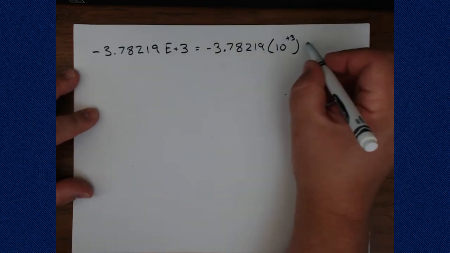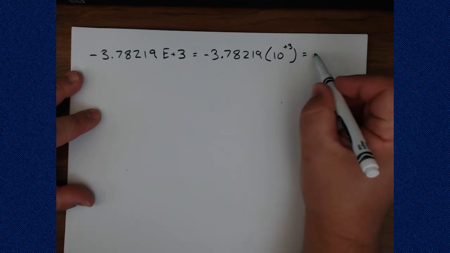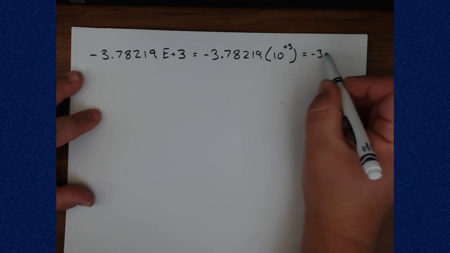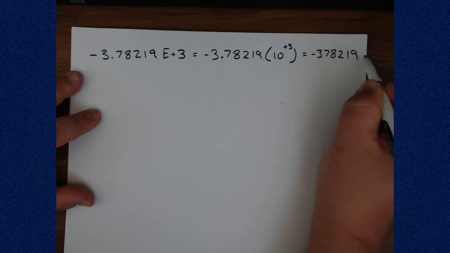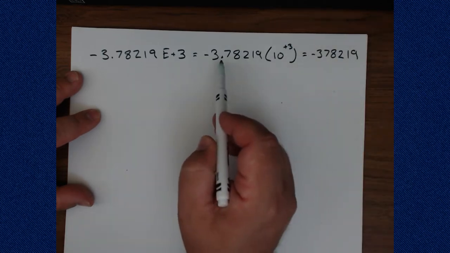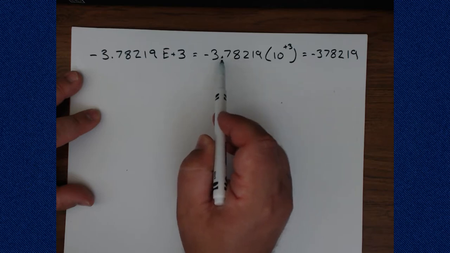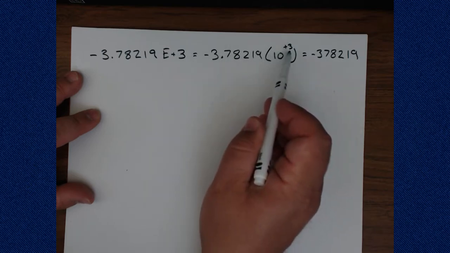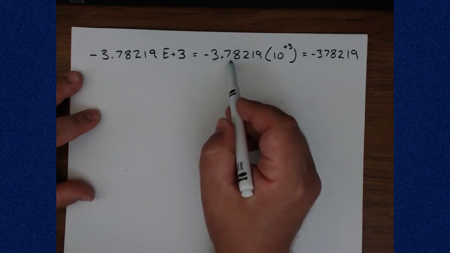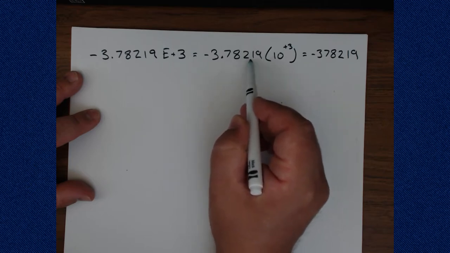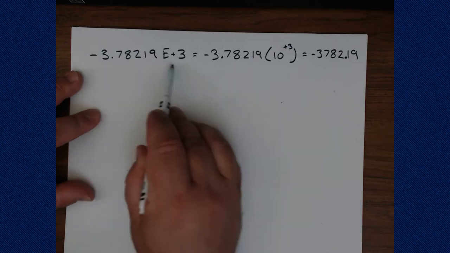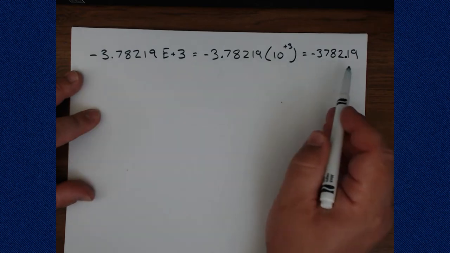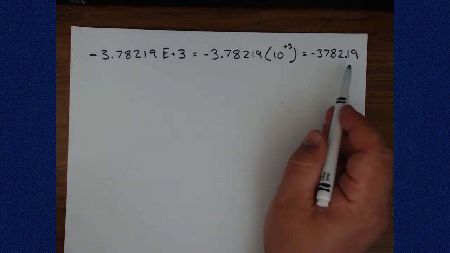So a number like this is really the same as negative, and I'll just write all the digits, 3.78219, and we would take the radix point here between the 3 and the 7 and move it to the right 3 positions. So it would go 1, 2, 3, and end up between the 2 and the 1. So really, when we write this number in scientific notation, this is the number that we need.